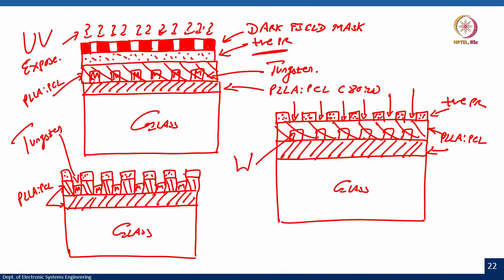Correct, because it is a positive photoresist, that area which is not protected by photoresist will get etched in the PLLA PCL etching. And now after this, once it is done, we can dip the wafer in acetone. If I dip the wafer in acetone, what will happen? My photoresist will get etched.